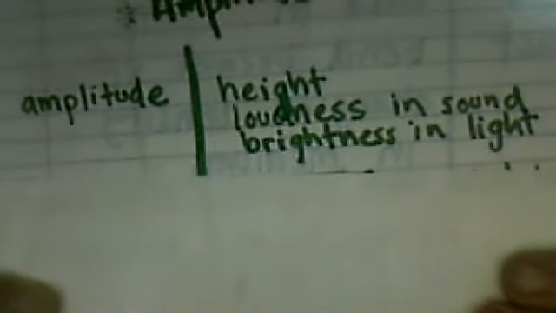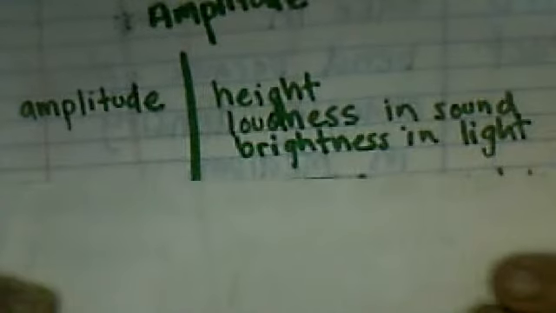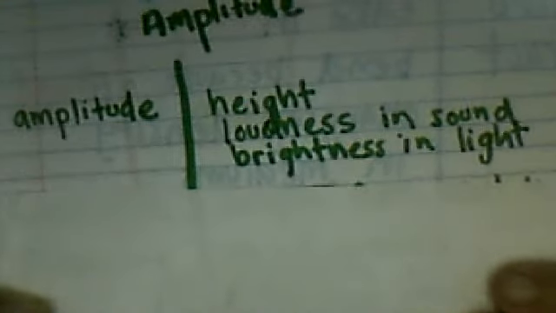And now let's actually write down those measurements. The amplitude is the height. This is how loud it is, if you're talking about sound, or how bright it is, if you're talking about the light. We can also measure the length, or how much distance is between each wave, and that's just called the wavelength.